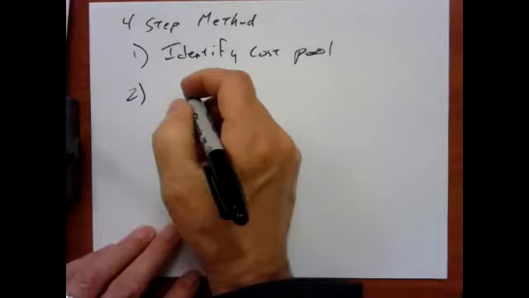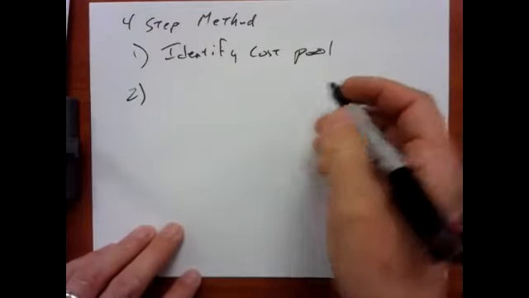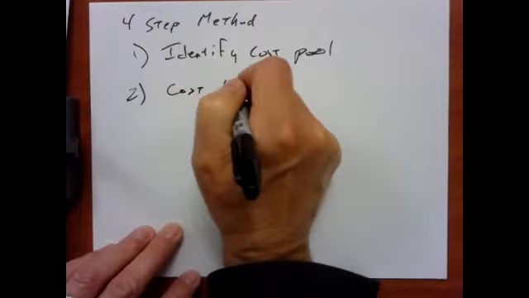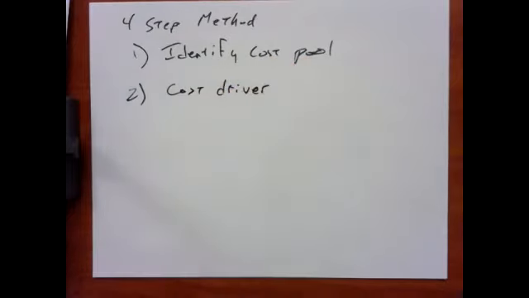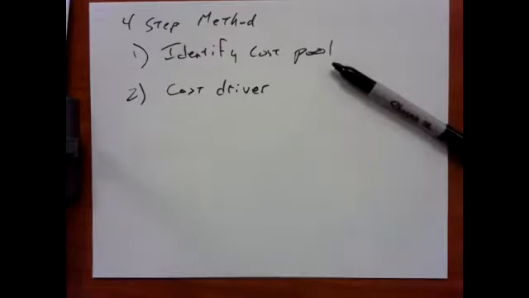Then we look for the cost driver. The cost driver is the thing that, as it increases or decreases, causes the cost pool to increase or decrease in terms of the amount of support it has to generate. So if this is housekeeping, we came up with a couple of different possible drivers. One was number of square feet. The bigger our building is, the more housekeeping we're going to need.